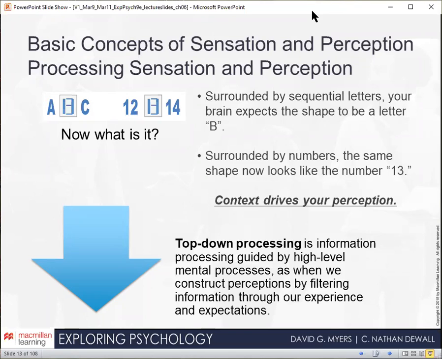If I showed you a bunch of numbers and then showed you that image, you'd probably say 13. If I showed you a bunch of letters and then showed you that image, you'd probably say B. The context, the things surrounding the item that you're going to try to perceive, will have some influence on your perception. Now let's try it another way.